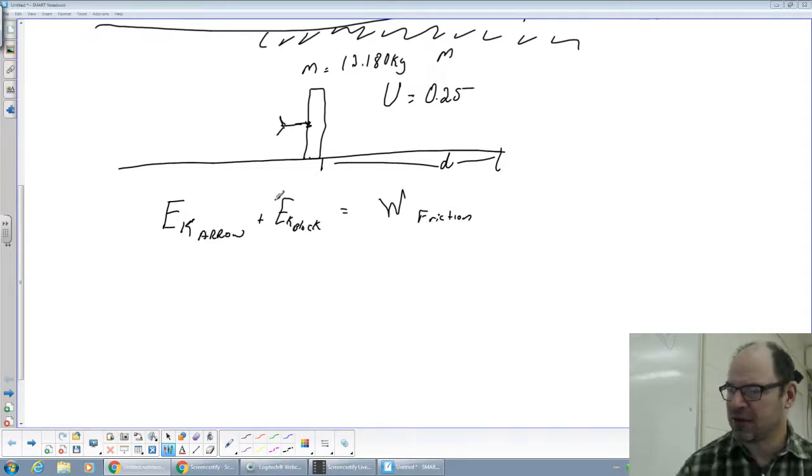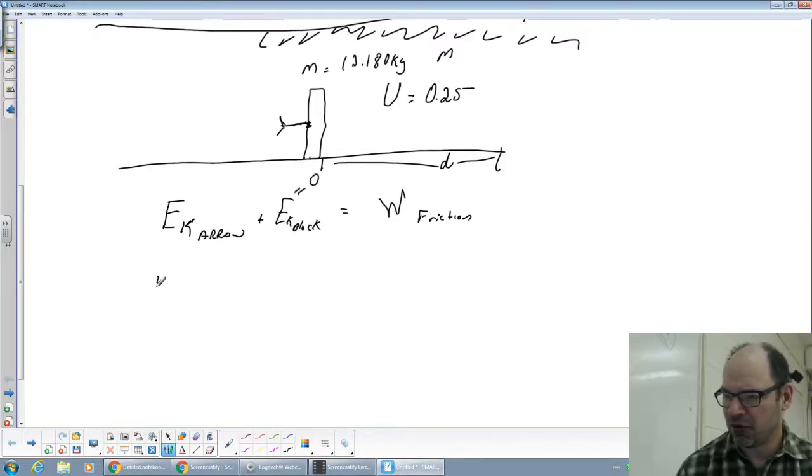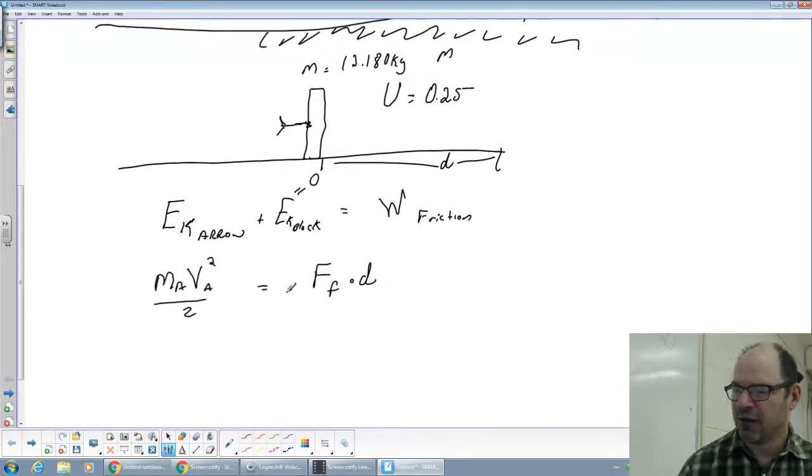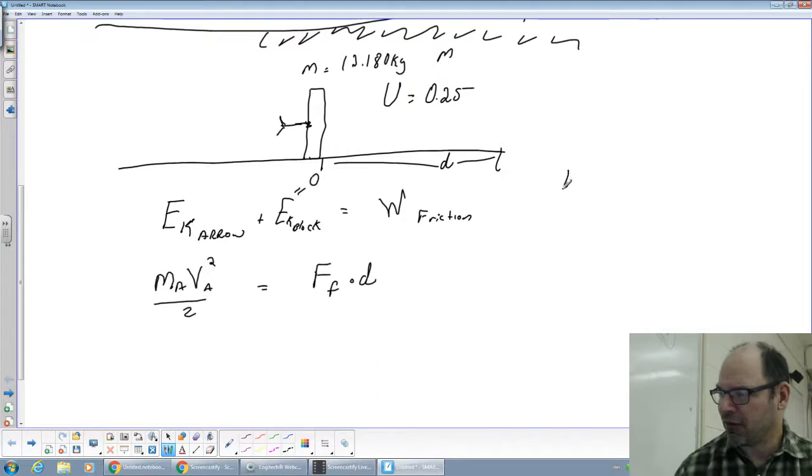So we know that this ends up being 0. So then we can plug in our results. The mass of the arrow times the velocity of the arrow squared over 2 plus the 0 is going to equal force of friction times the distance. Okay, so now we have to first find the force of friction.